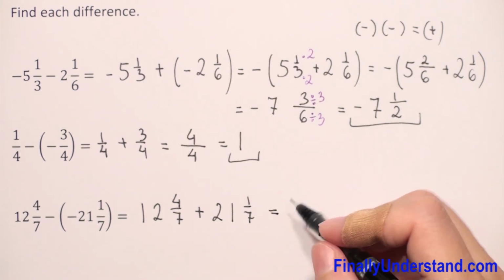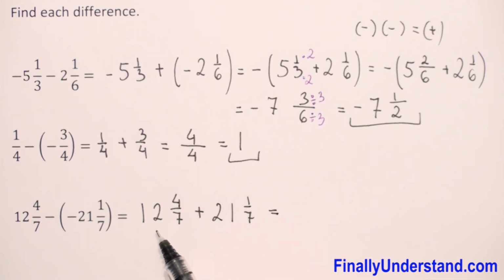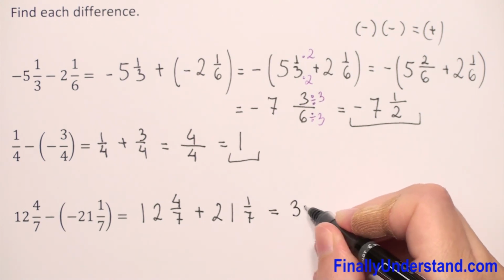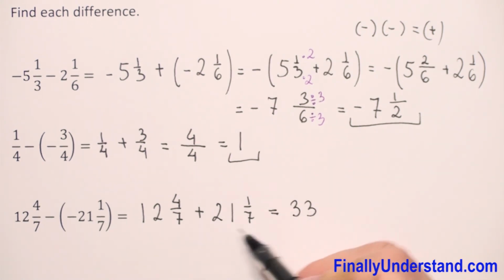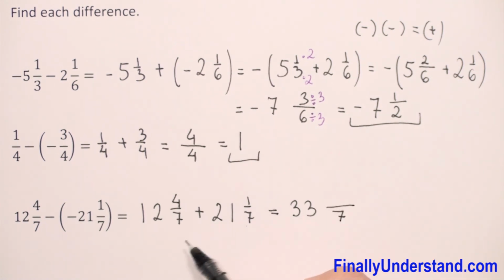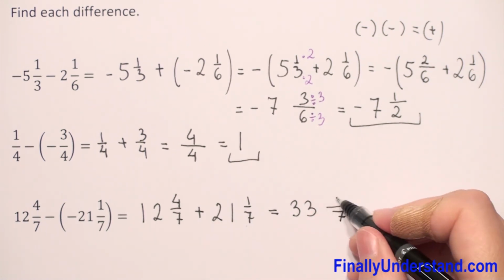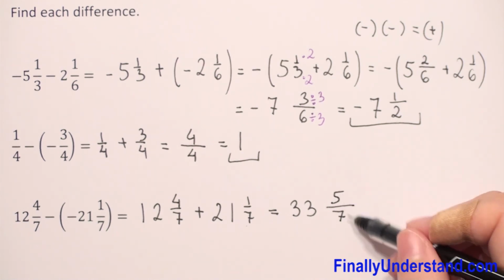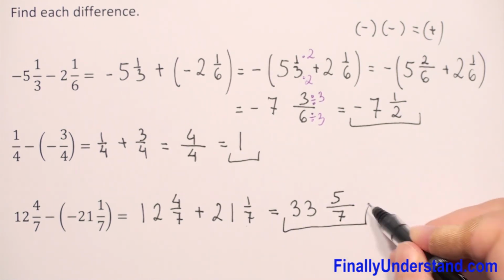So this is equal. We have to add mixed numbers, and we have the same denominator. So we first add whole numbers, 12 plus 21, which is 33. And now when we add fractions with the same denominator, we copy the denominator and we add numerators. 4 plus 1 is 5. We cannot reduce 5 over 3. So this is my solution.